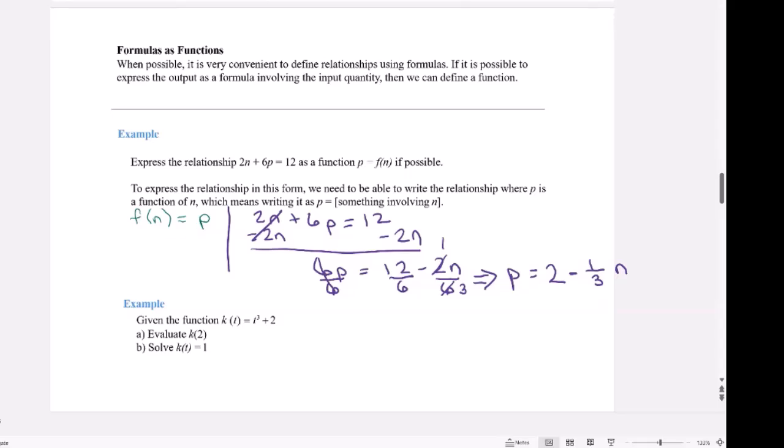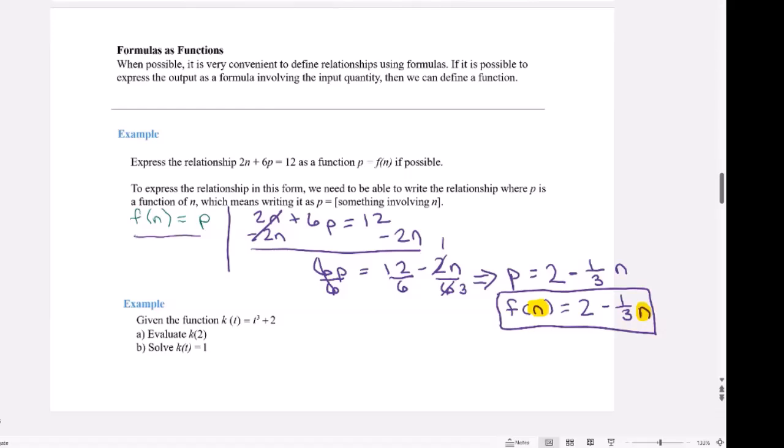Both mean the same. Now, look, I know what p equals, and we just said p is a function of n, so we can say f of n is equal to 2 minus 1/3 n. And here's what I want you to notice, that the independent variable input has to be the same letter as the independent variable or the input on the other side.